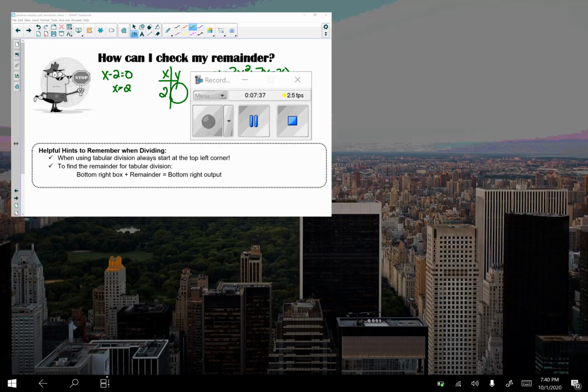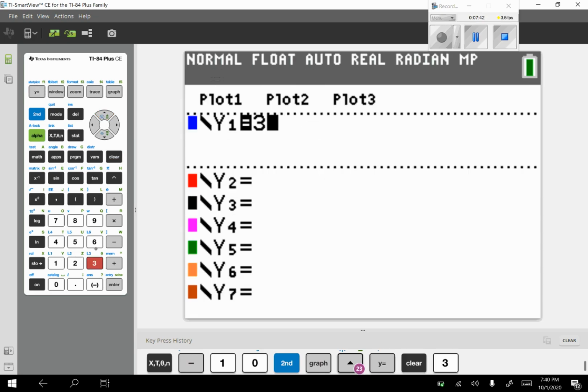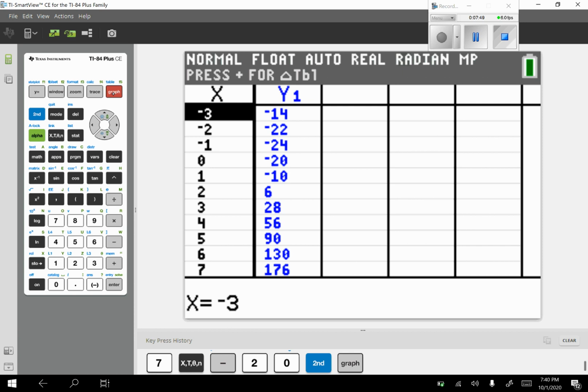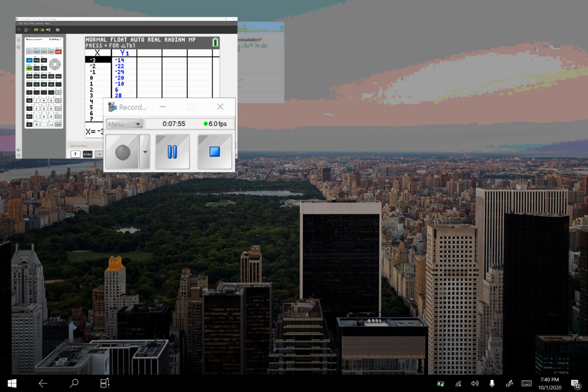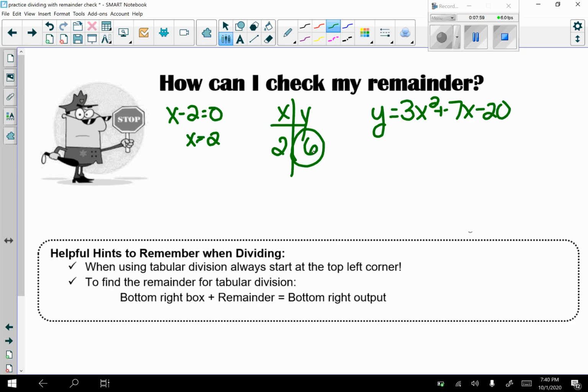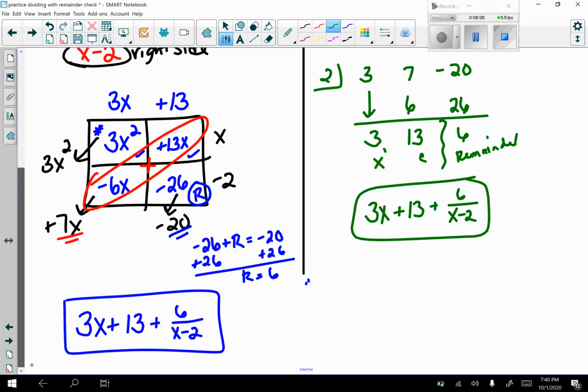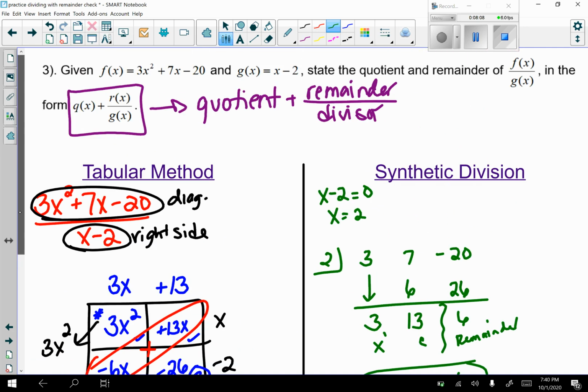Let's go back to my calculator. Y equals, clear it out, 3x squared plus 7x minus 20. I'm hitting second graph to go to my table. At 2, my answer is 6 for y, so that means that that is my remainder. So this is my remainder, which checks out because my remainder when I actually divided was 6. So there's your review of synthetic division, tabular division, and the remainder theorem.